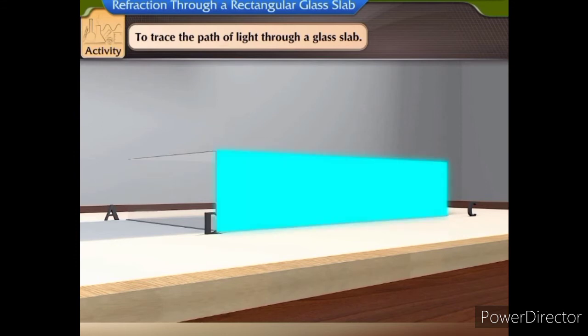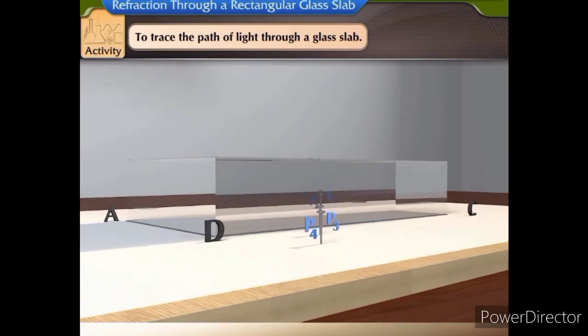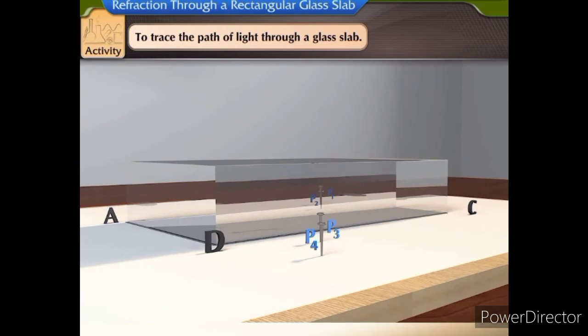Now fix two pins P3 and P4 in such a way that they cover the images of the first two pins, P1 and P2 respectively. What do you notice? You will notice that all the four pins appear to be in the same straight line.